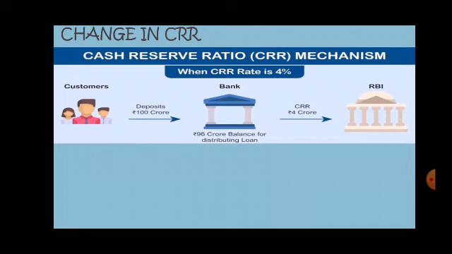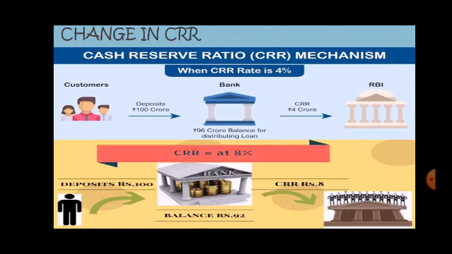If CRR is 4%, then if a commercial bank gets a deposit of rupees 100 crore, it will keep rupees 4 crore, which is 4%, with RBI as reserve, and the rest 96 crore can be used for distributing loans. For example, CRR is raised to 8%. In this case, the same deposit of rupees 100 crore will be kept with the bank as reserve for rupees 8 crores and the rest 92 crores can be used as the balance for distributing loans.